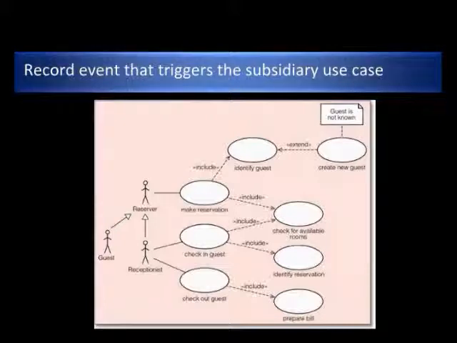The textual description of the new use case should record a description of the corresponding scenario. It should contain the following two key points: the condition that triggers the subsidiary use case, that is, the business event, and the places in the main success scenario where the condition is tested. These are called extension points.